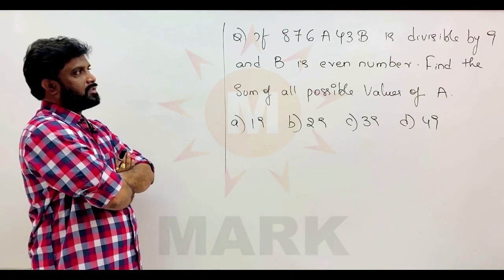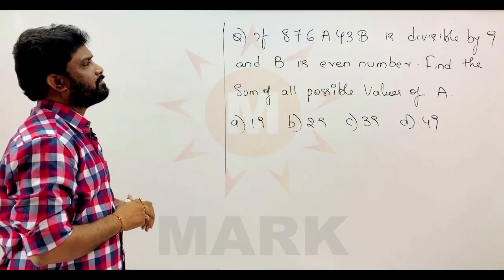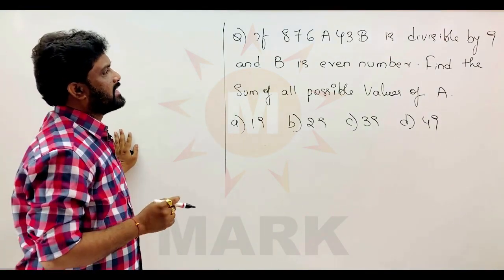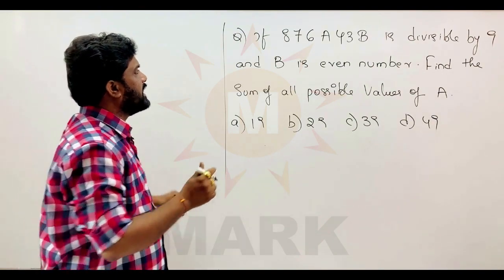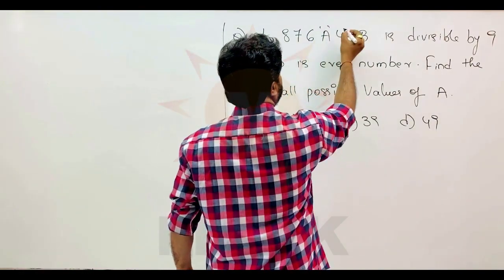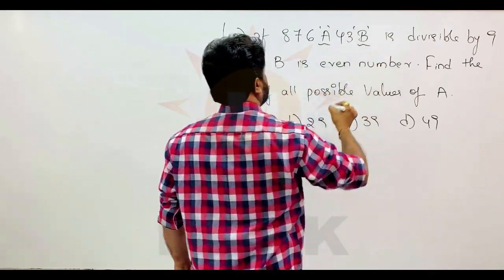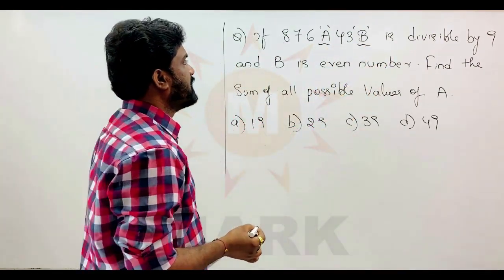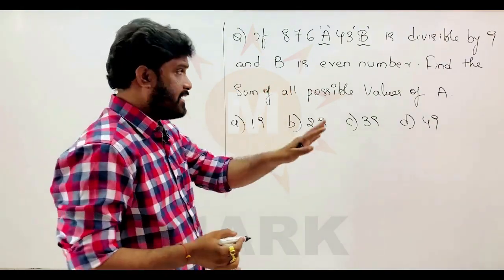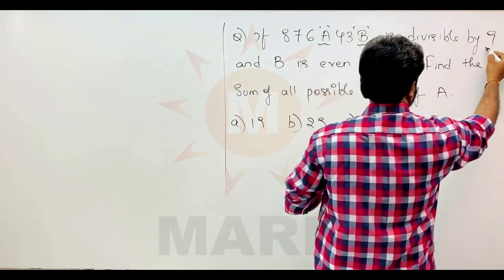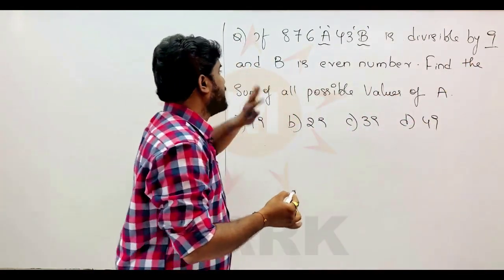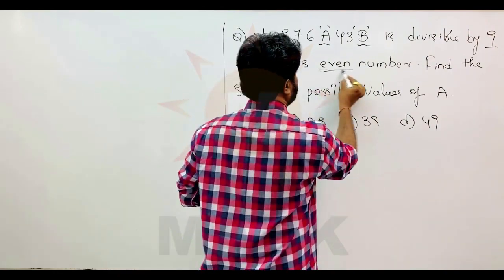Friends, have a look at this question, a very interesting question which was once given in a competitive exam. If 876A43B, where A and B are variables, is exactly divisible by 9, so this entire number is divisible by 9, and B is an even number.